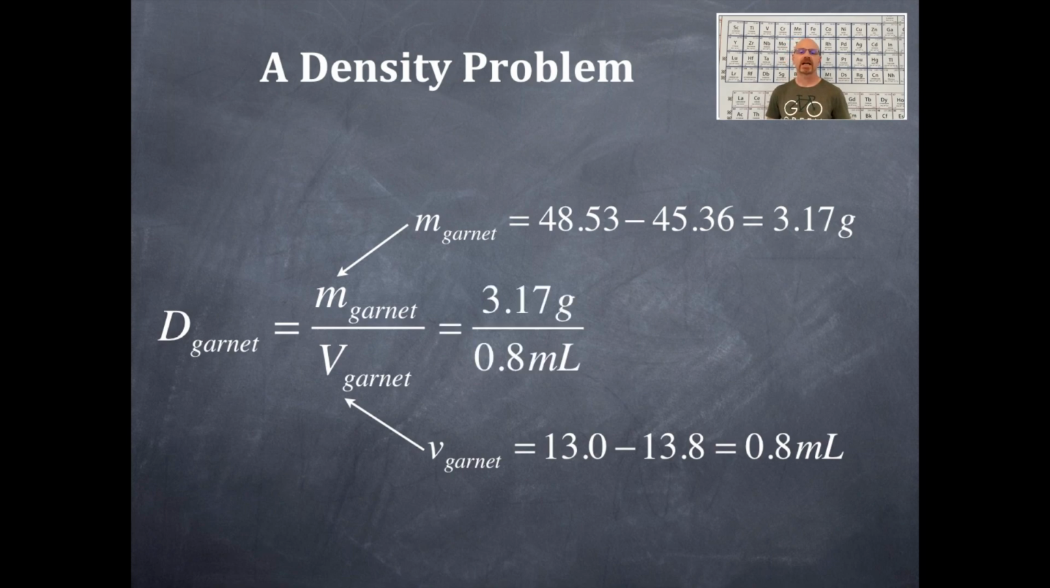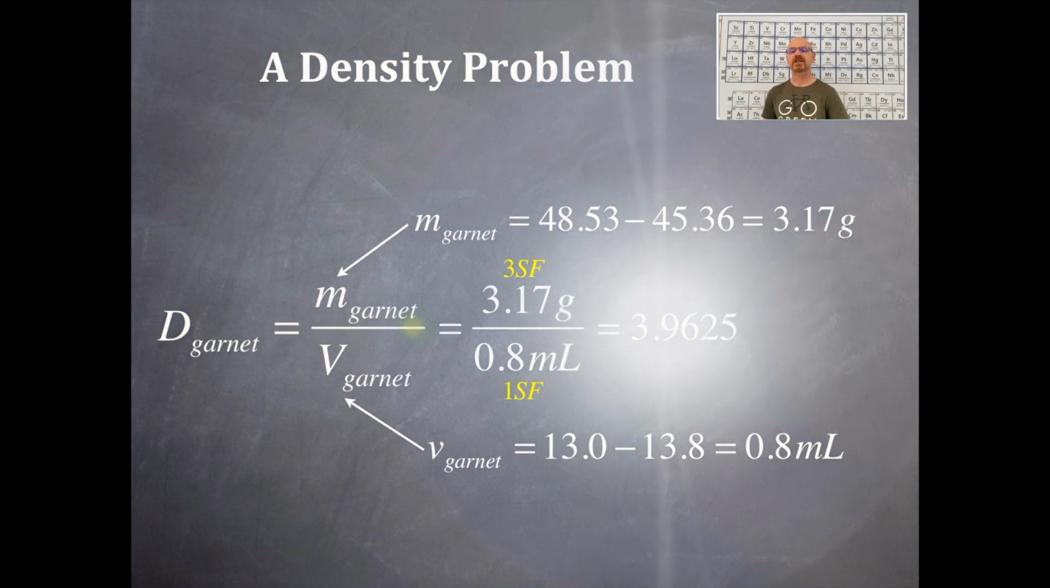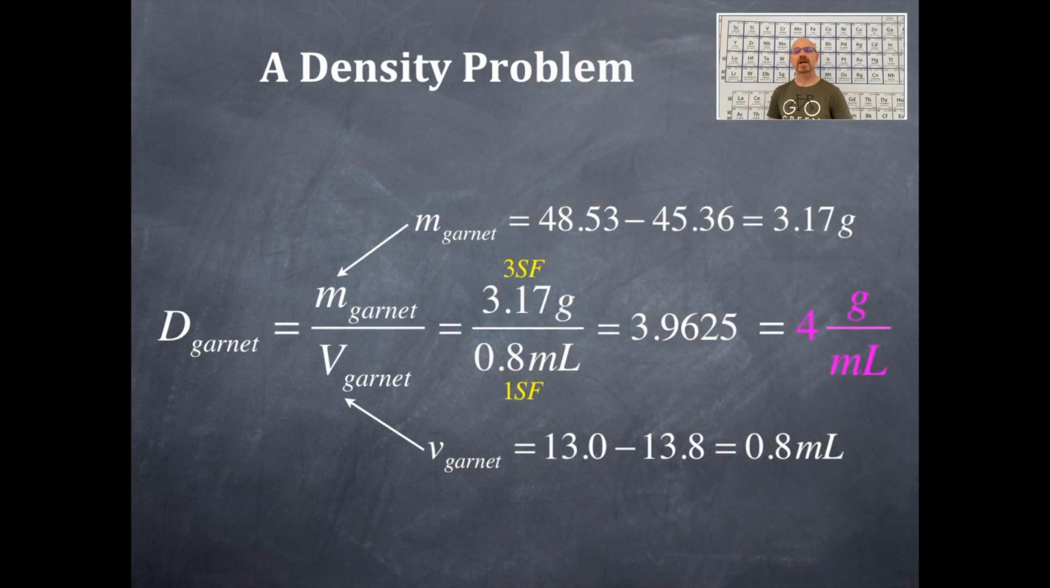We're going to place those right there. And now we're going to look at the number of significant figures after we do the division. This is what comes out of the calculator, I haven't rounded yet. I need to look at the numerator: how many significant figures are there? 3. The denominator: how many significant figures? 1. When doing a division or a multiplication problem, I use the fewest number of significant figures. So I need to round the 3.9625 to one significant figure, and include units. That will be 4 grams per milliliter, the density of the garnet.